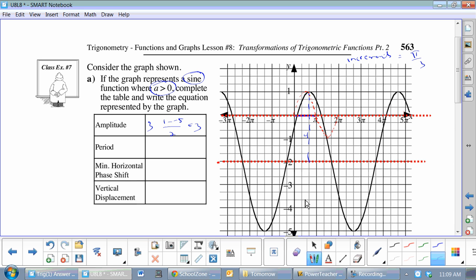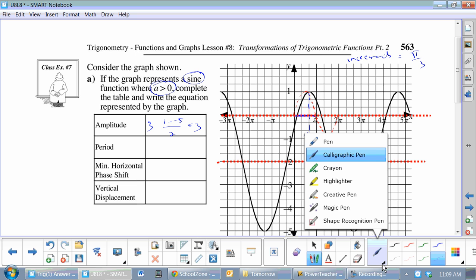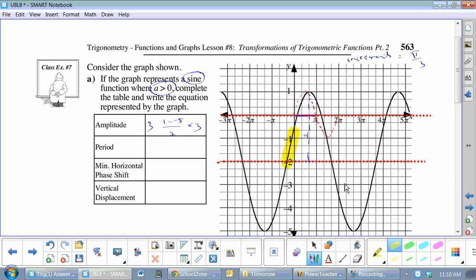So, you can look at it visually, or you can use the calculation max minus min over 2. The period is, what you want to do is actually go from the midline again, okay? Midline to midline. So the period would be that right there. So count them. How many pi over 3s is it? 12 pi over 3s, right? So it is 12 pi over 3, which equals 4 pi. That's the period.